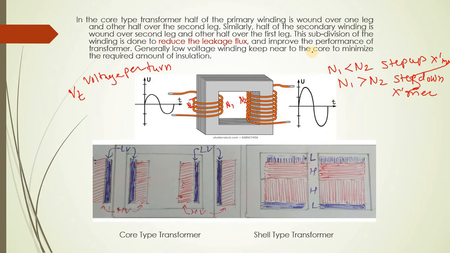Generally the low voltage winding is kept near the core to minimize the required amount of insulation. Okay, as the voltage is less, the required insulation level will be less. And the high voltage winding is kept on the outer side. You can see here, this one is the core, and this is the LV winding, near to this core. And the outside winding is the HV winding.